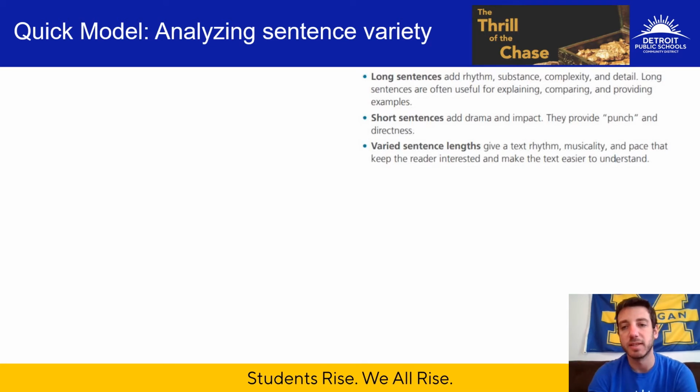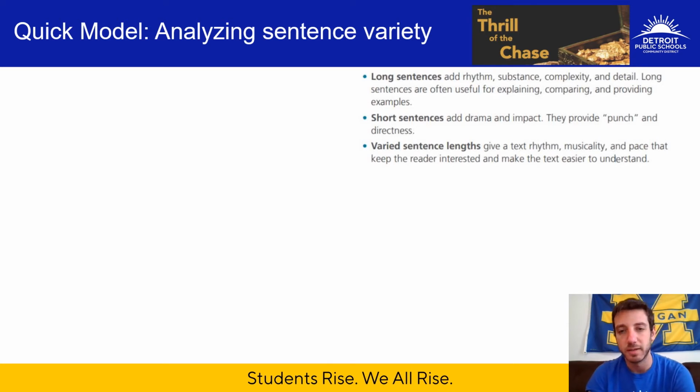Add rhythm, substance, complexity, and detail. Long sentences are often useful for explaining, comparing, and providing examples. That's pretty straightforward. If you see a long sentence, it's probably because it's giving you a lot of detail about something, and sometimes they come right after a short sentence, because the short sentence just gives you something, and then right after you'll have another sentence that provides more detail of that something.